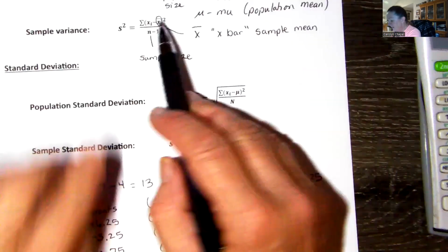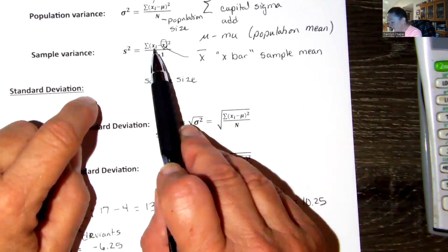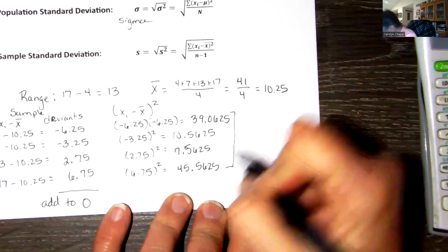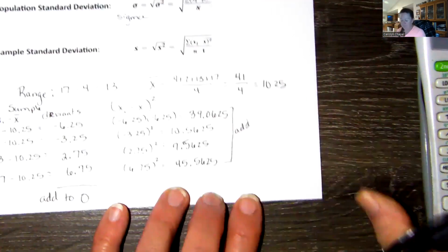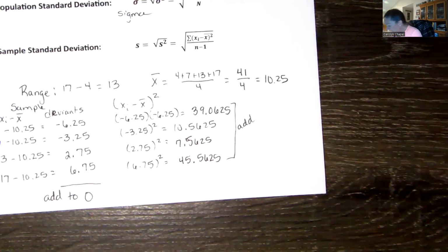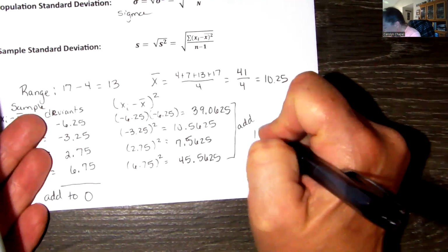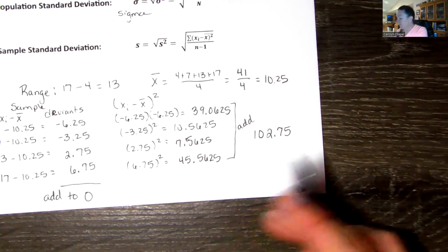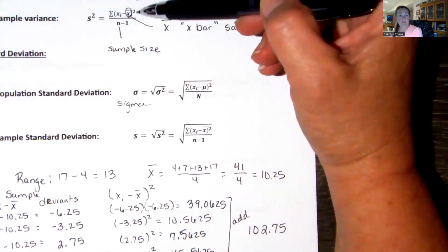So this is kind of like the inside piece right here, these little pieces inside. Now we've done all that, the next thing is we work our way out and add those together. So I'm going to take these four numbers and add them together, and pray that I don't hit the wrong button on my calculator. Okay, when I add these all together, I have 102.75. So that is my numerator, this piece up on top.